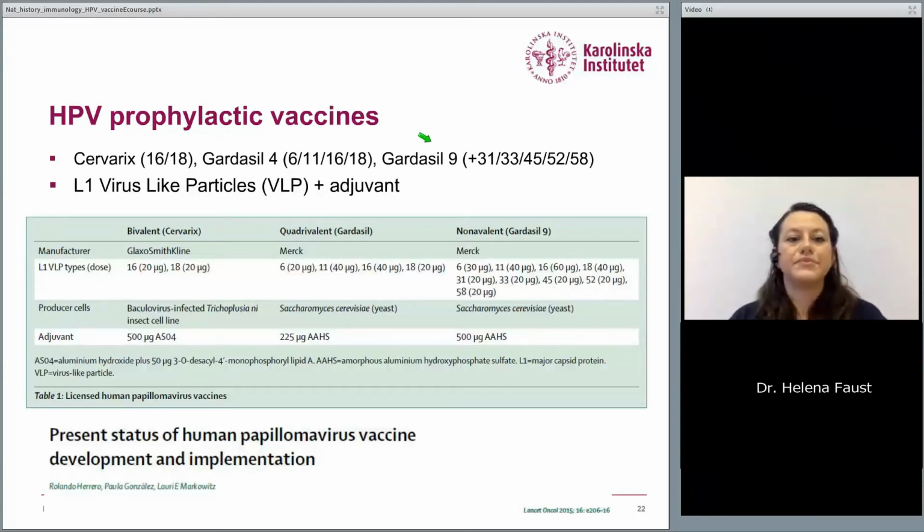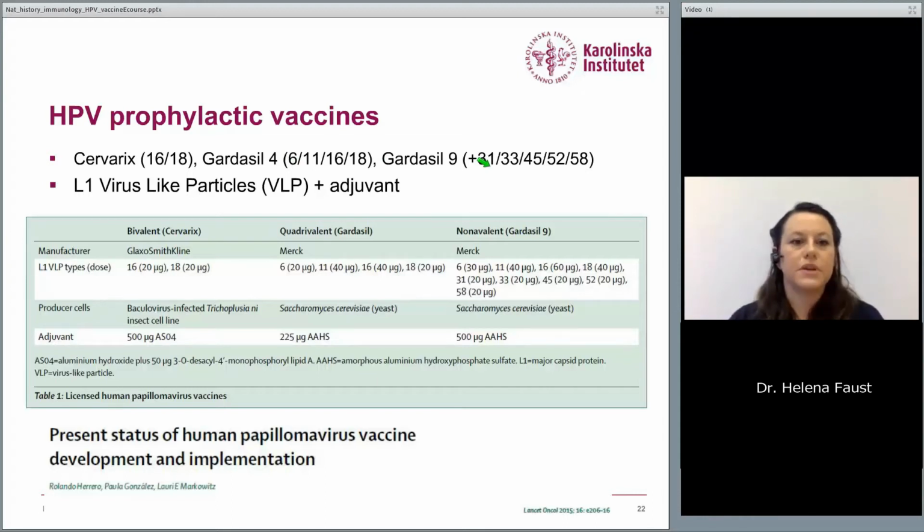All of those vaccines are made out of virus-like particles and adjuvant, and all of them contain virus-like particles of HPV 16 and 18, which are the most dangerous HPV types. Gardasil also gives protection against genital warts, and Gardasil 9 the rest of the oncogenic HPVs.